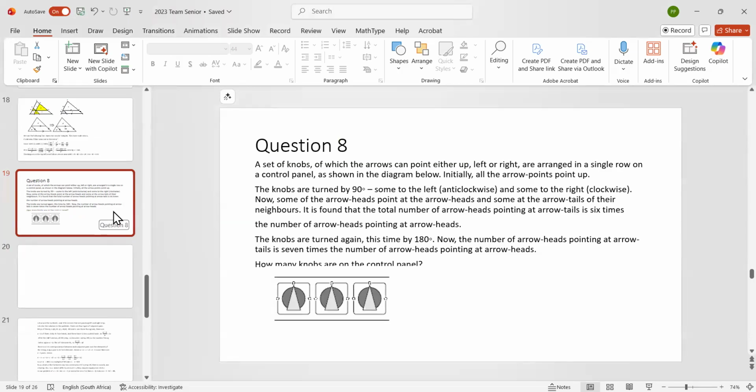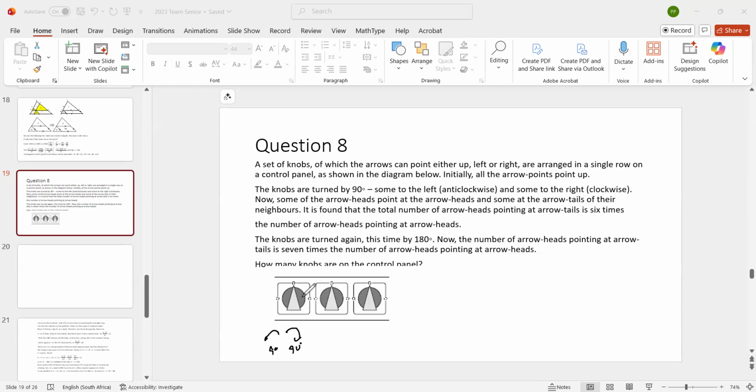So now the next question is question 8. Question 8 says a set of knobs. I'm not going to read this long essay here. I'll tell you what this question is saying. You have a knob, right? You can turn this thing either clockwise or anti-clockwise through 90 degrees.